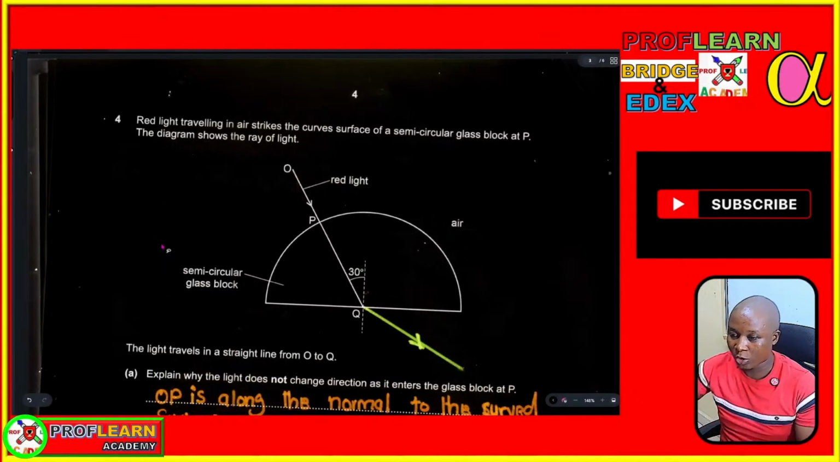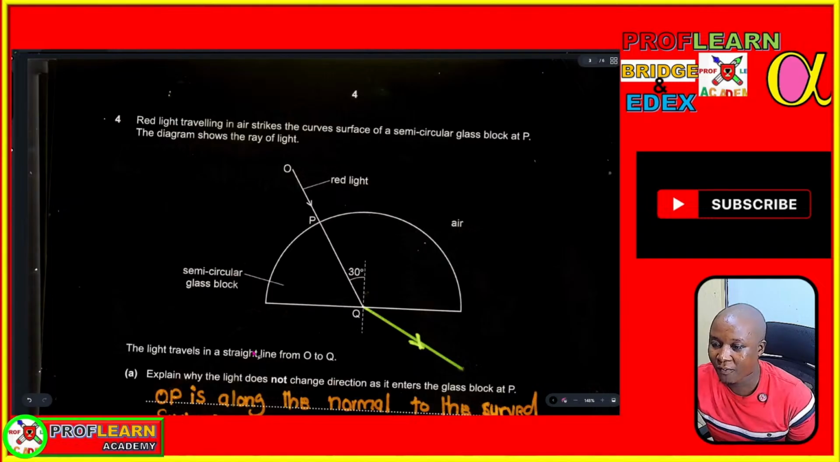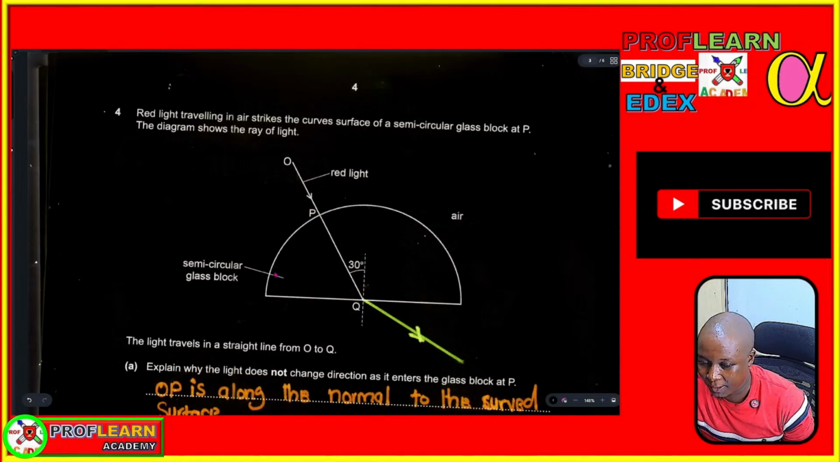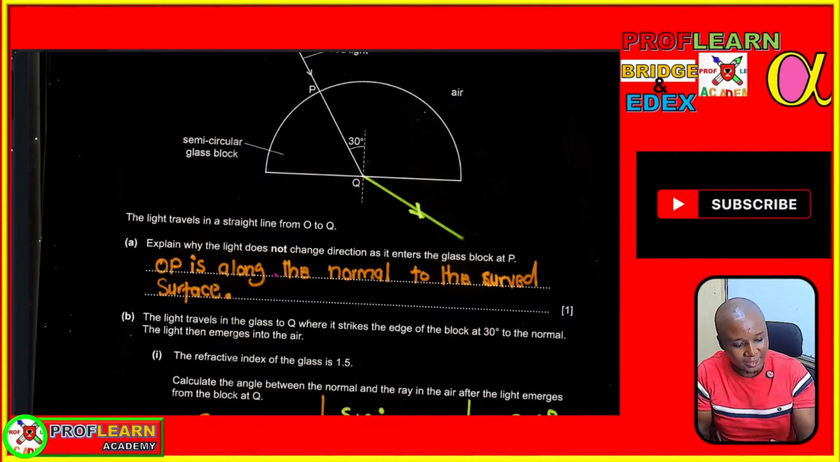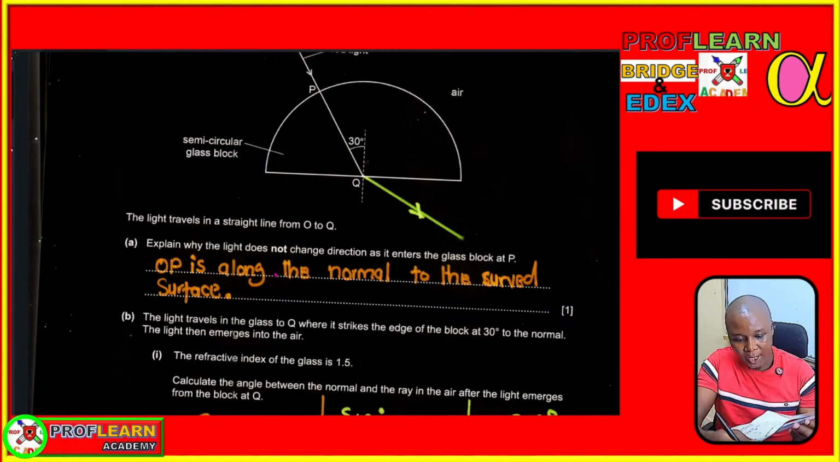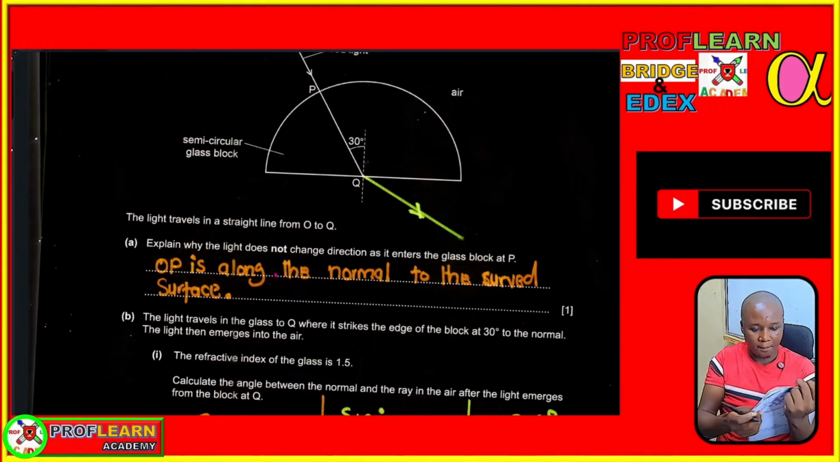The next question is about refraction, and we are told that red light traveling in air strikes the curved surface of a semicircle. This is now a semicircular block, and we are supposed to explain why light does not change direction as it enters the glass block at P. Why is it not getting refracted when it's passing through P?